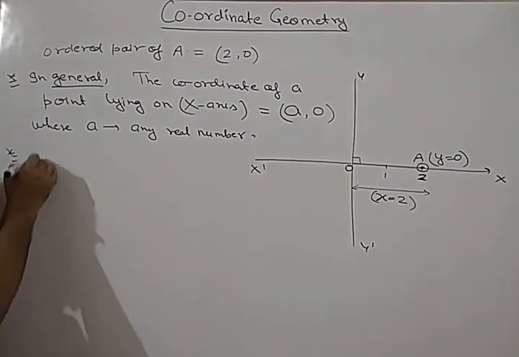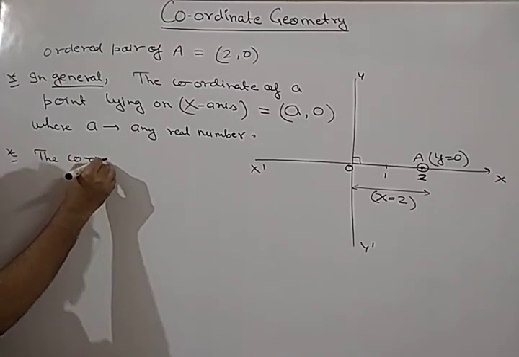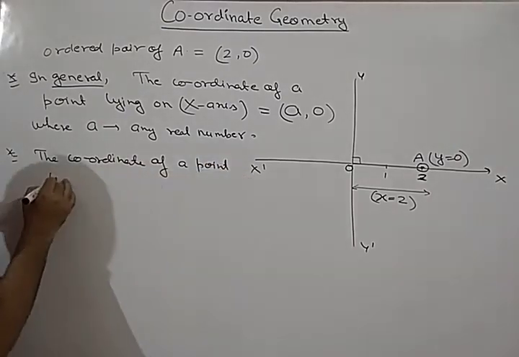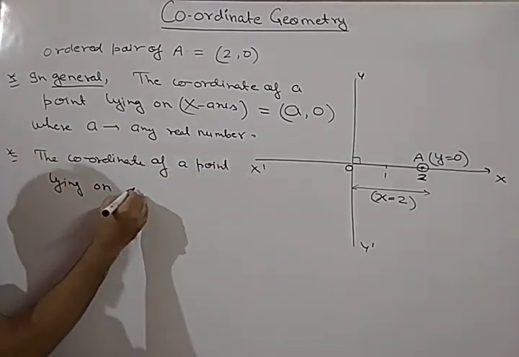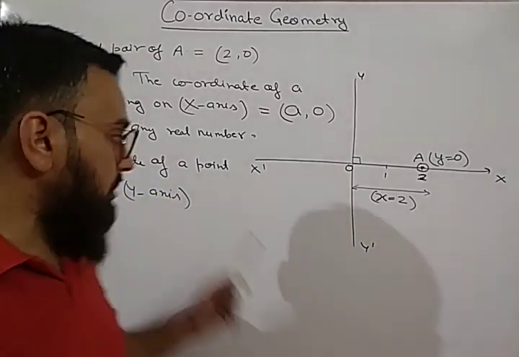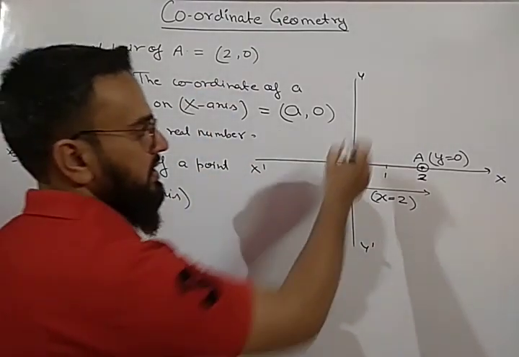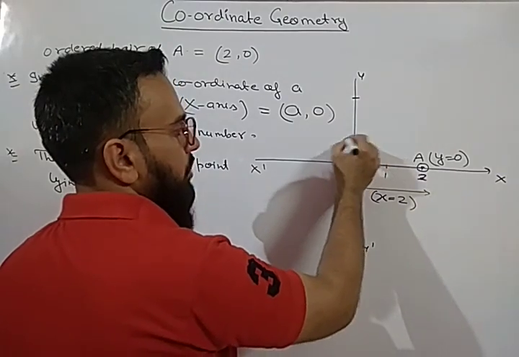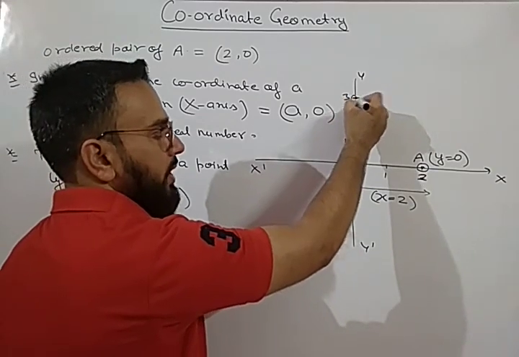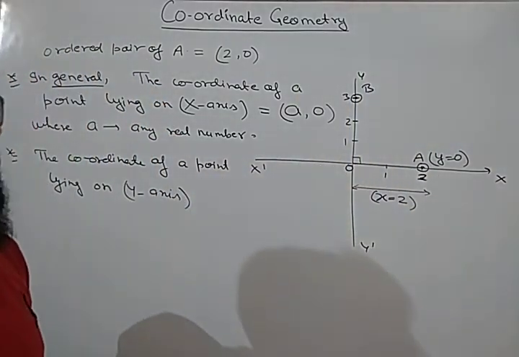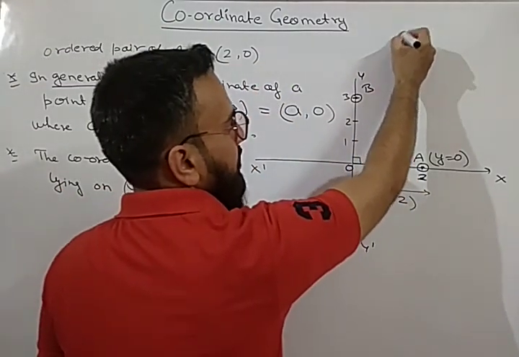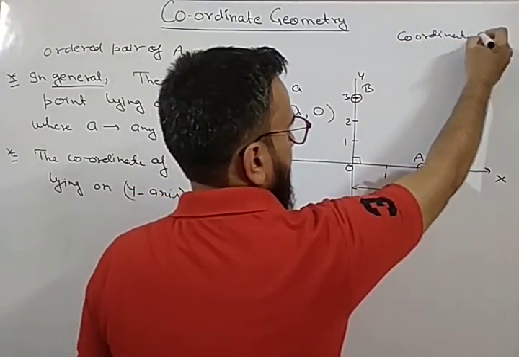Similarly, the second point: the coordinate of a point lying on the y-axis. Now what will be the general form? If a point is lying on the y-axis, let us take an example. Suppose we have taken this point. This is 1, 2 and 3. Let us consider this point as B. As we found the coordinate of point A was (2, 0), what will be the coordinate of B?